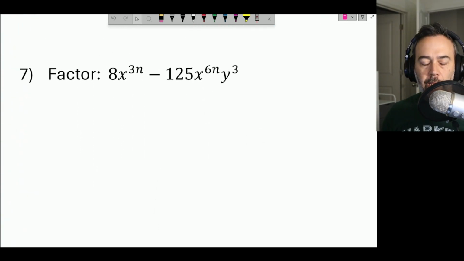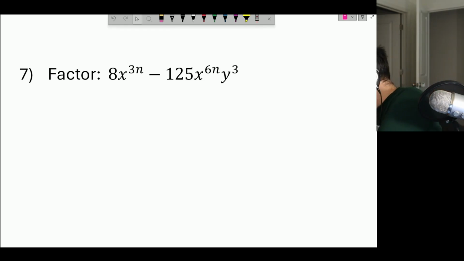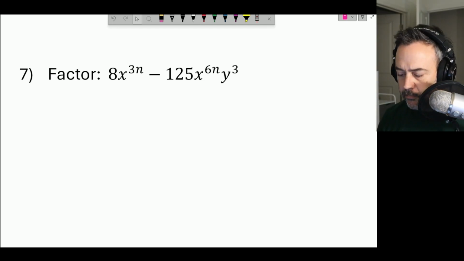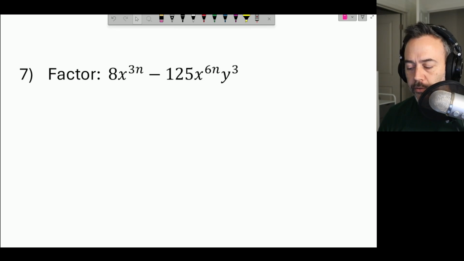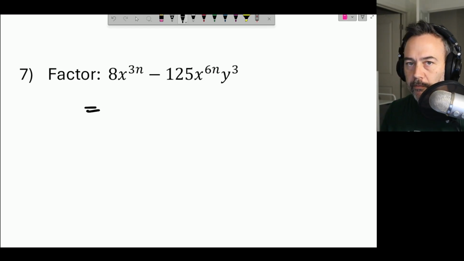Okay, 8 is a perfect cube. 125 is a perfect cube. The exponents are all multiples of 3. There's a difference of cubes here. There are 2 ways to do this problem. You can factor out the common factor first, or you can do the difference of cubes first and then factor out common factors. Either way works. I am a fan of factoring out common factors to begin with.